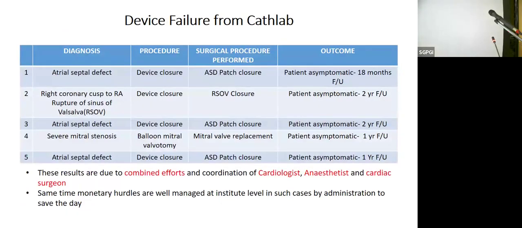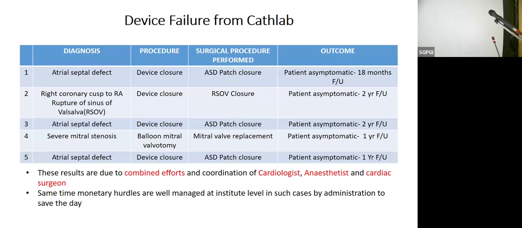So we had a total of 5 cases. Among these 5 cases, 3 were ASD device closure, 1 was RSOV device closure, and 1 was a mitral valve device. In these 3, we did ASD patch closures, and 1 was RSOV closure, 1 was mitral valve replacement. The good thing was all the 5 patients were saved. So 100% survival with good follow-up. All 5 patients are under follow-up and asymptomatic currently.